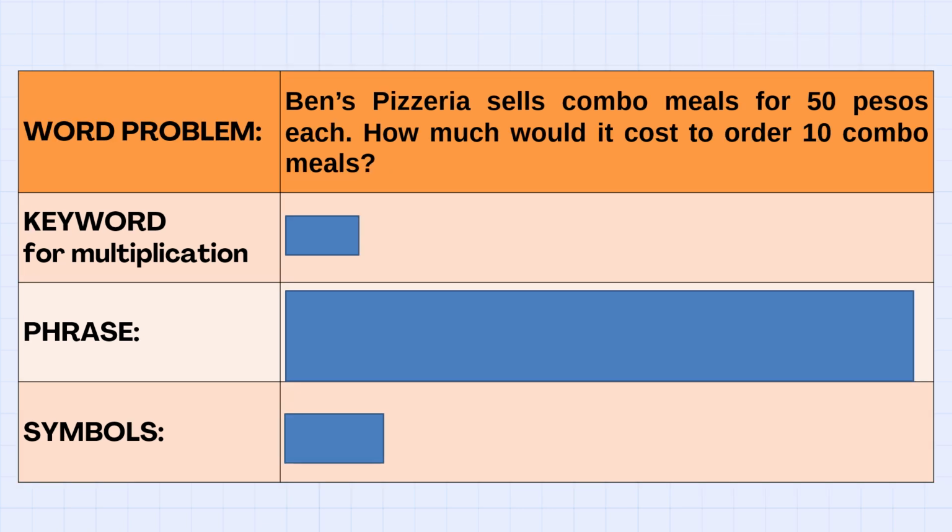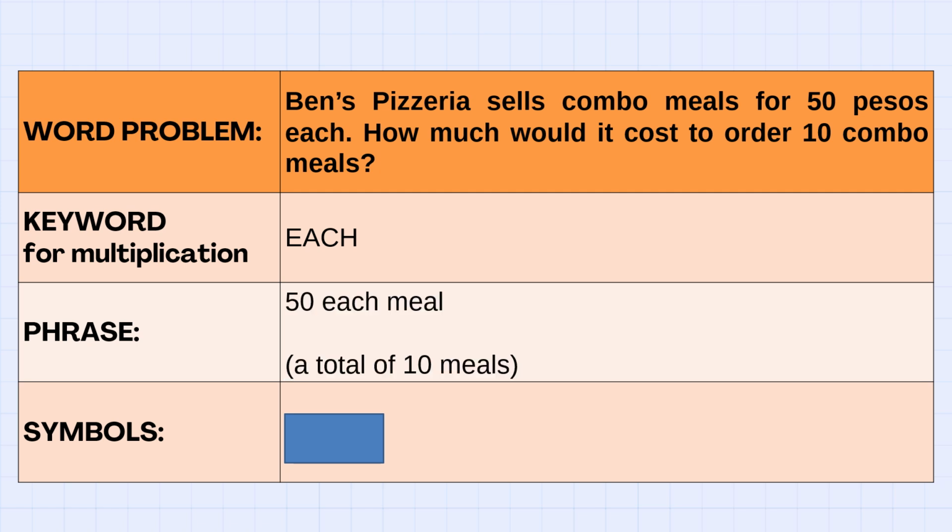Word problem number 2. Ben's Pizzeria sells combo meals for 50 pesos each. How much would it cost to order 10 combo meals? To understand the word problem, we first identify the keyword for multiplication. And the keyword is each. And that can be found in the first sentence, in the first statement in our word problem. And the phrase that can be extracted from the problem is 50 each meal. 50 pesos in every meal.